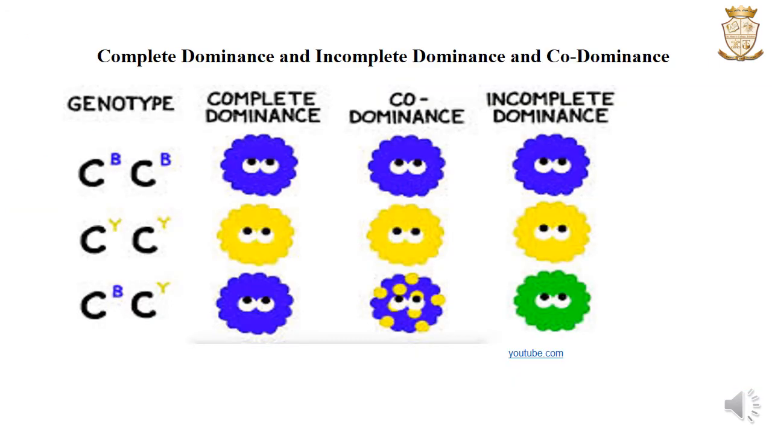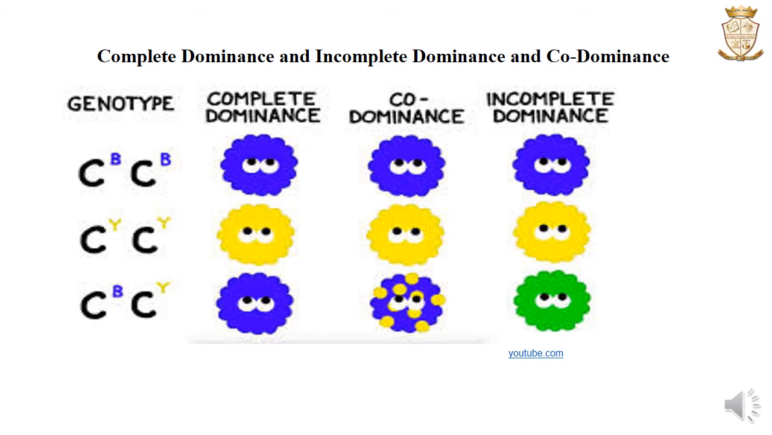So this image shows complete dominance, where the color blue is dominant over the color yellow. In a homozygotic BB condition, blue color is expressed. In a homozygotic YY condition, the Y color is displayed. And in a heterozygotic BY condition, the Y is masked and the blue color is dominant.